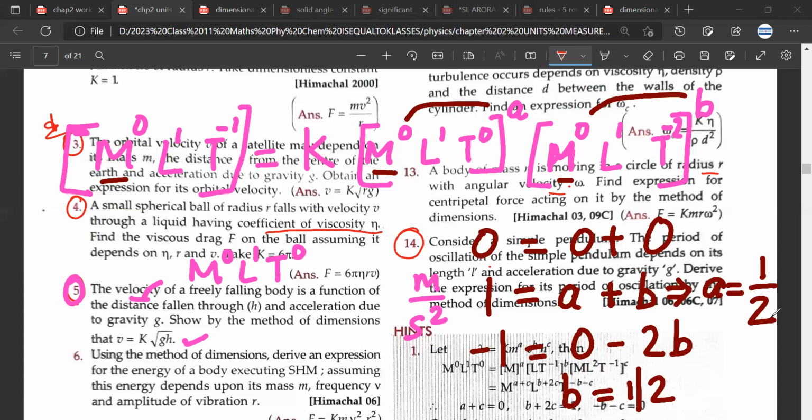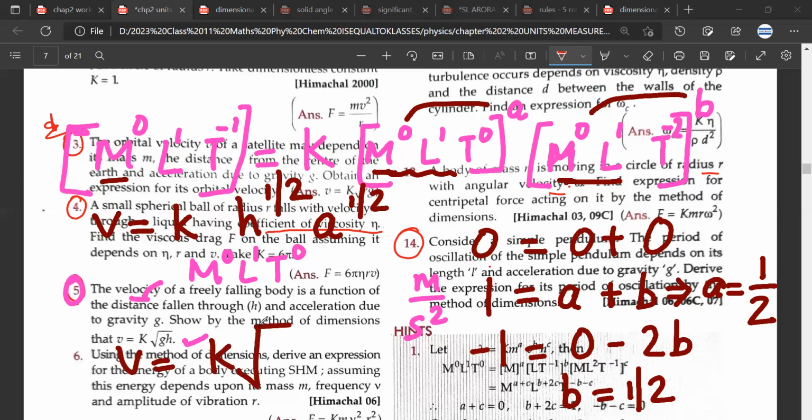Mr. Rudra, any doubt? So my equation would look something like v is equal to k, this quantity raised to power a. So this quantity was height. So height is raised to power half. This quantity is acceleration due to gravity, raised to power half. So in terms of formula, this can be written as v is equal to k root gh. Any doubt?